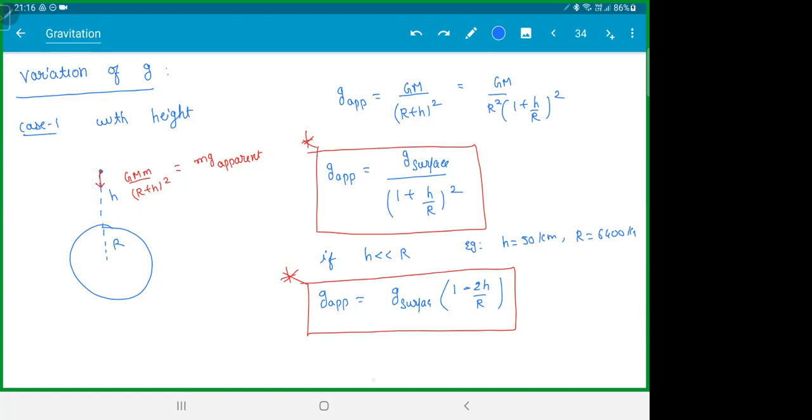In case you're wondering, how did I get that? (1 plus h by R) whole power minus 2 becomes 1 minus 2h by R. Binomial approximation if h is small. So this is valid only if h is much, much smaller than R. So be careful, don't use it anywhere. Clear?